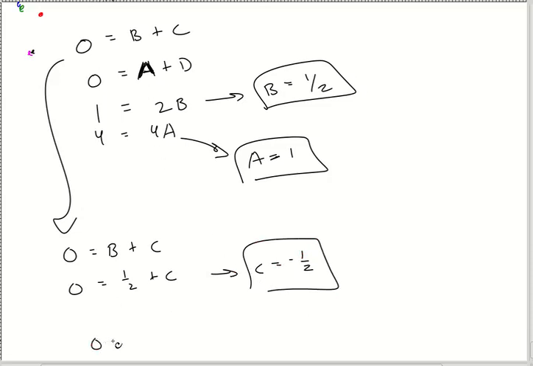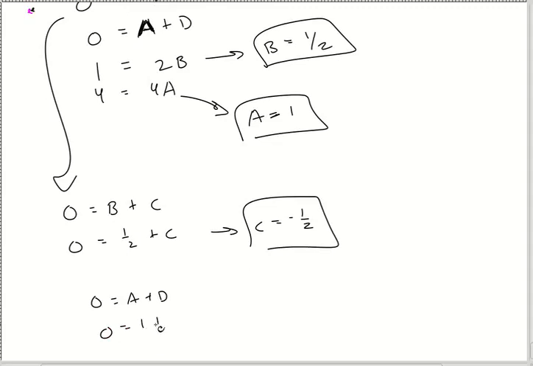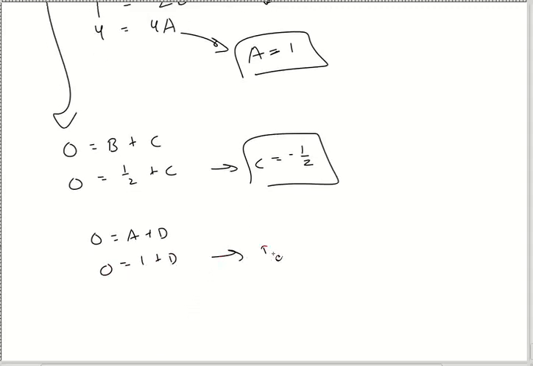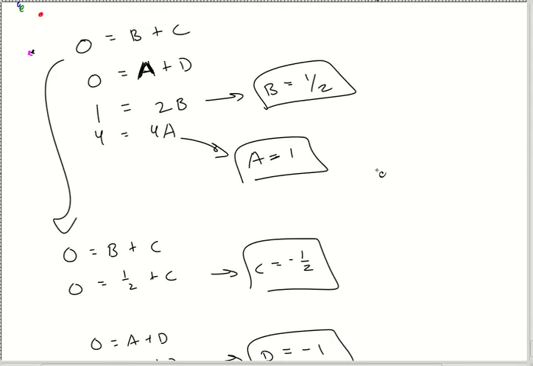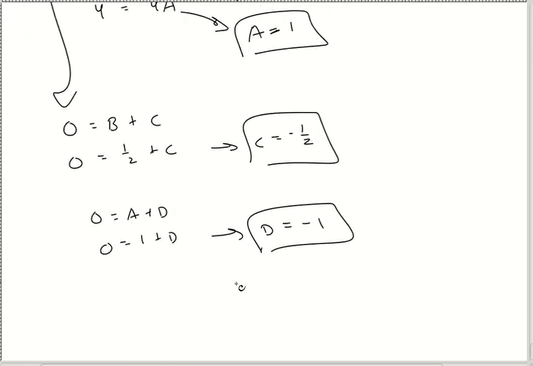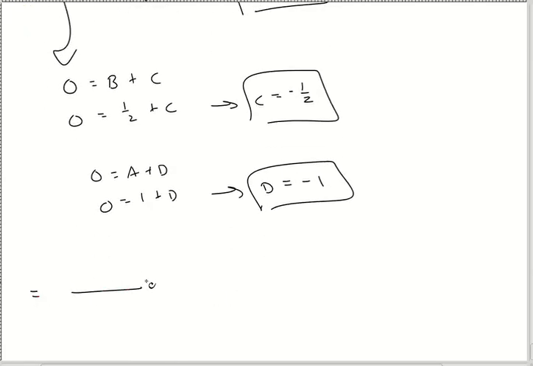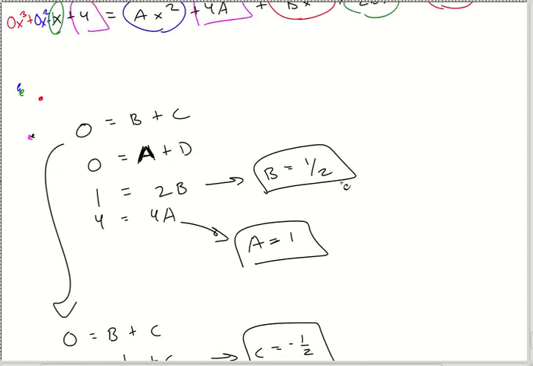Take the top one here. 0 is equal to a plus d. Well, I have an a. Move it over to the other side, and d is equal to a negative 1. There it is. Wow, that was a lot easier than I thought it would be. So let's make sure we're setting this up correctly, because there was actually 3 fractions this time.